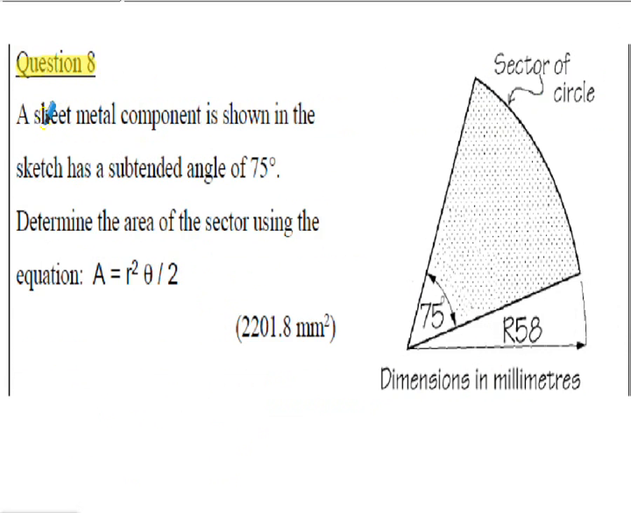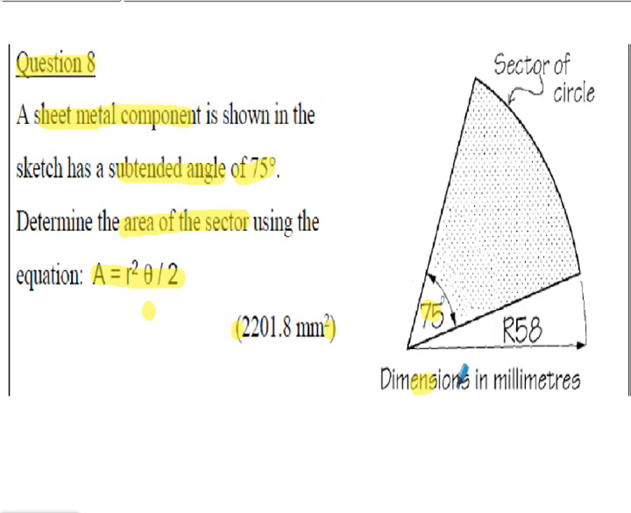Question 8 relates to a sheet metal component shown in the sketch. The angle subtended is 75 degrees, shown here. We're asked to determine the area of the sector using the formula A is equal to r squared theta divided by 2. Don't forget the angle theta here has to be in radians. The answer is shown in the brackets at the bottom of the question.